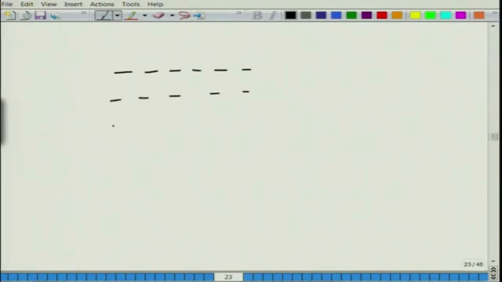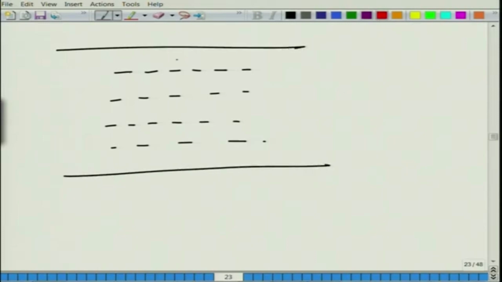So, you have this, and then you have this kind of a thing. I will number this duct 1, section 3, and this duct as 2. Okay. So, the continuity equation for duct 1.